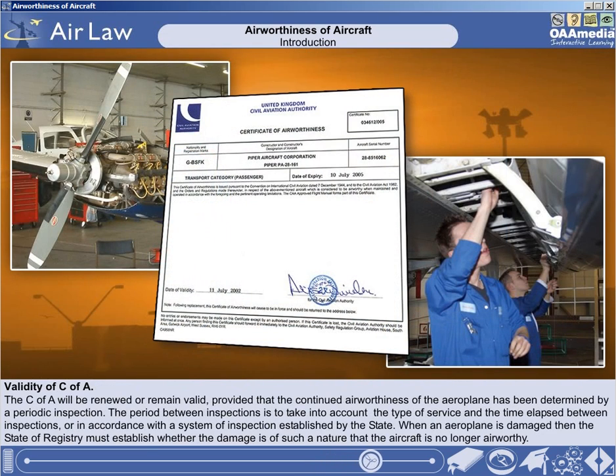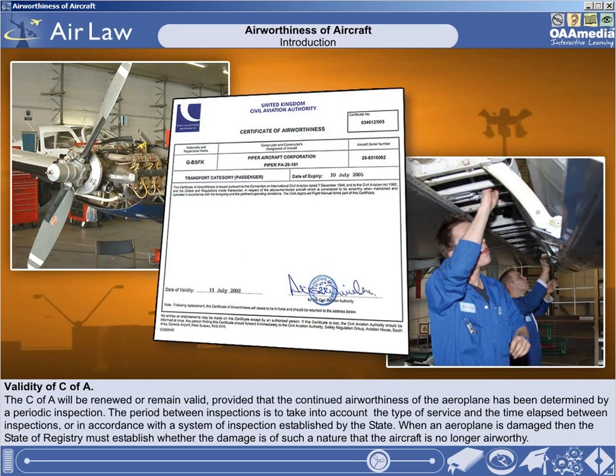The C of A will be renewed or remain valid, provided that the continued airworthiness of the aeroplane has been determined by a periodic inspection. The period between inspections is to take into account the type of service and the time elapsed between inspections, or be in accordance with a system of inspection established by the state.